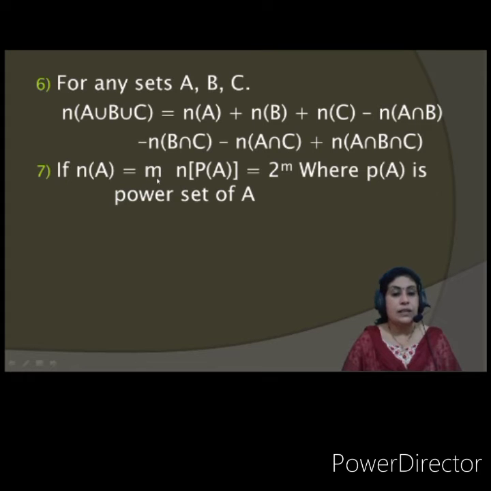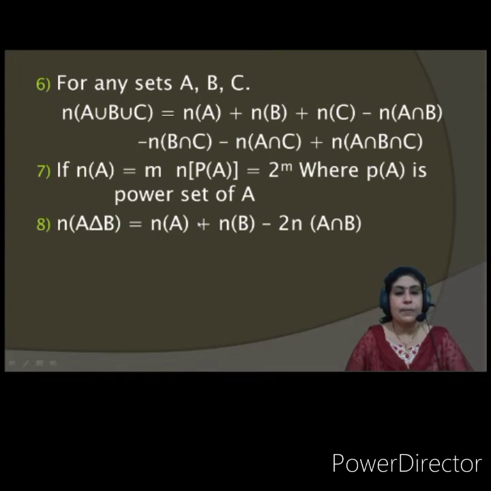The seventh one is this, number of elements of A is equal to M. Suppose this is true, then number of elements of power of A will be equal to 2 raised to M, where power of A is the power set of A. I hope you remember this. If not, just verify this for yourself. I am expecting the students to do this. Okay. Next one, number of elements of the difference of two sets A and B is equal to number of elements of A plus number of elements of B minus twice number of elements of A intersection B.